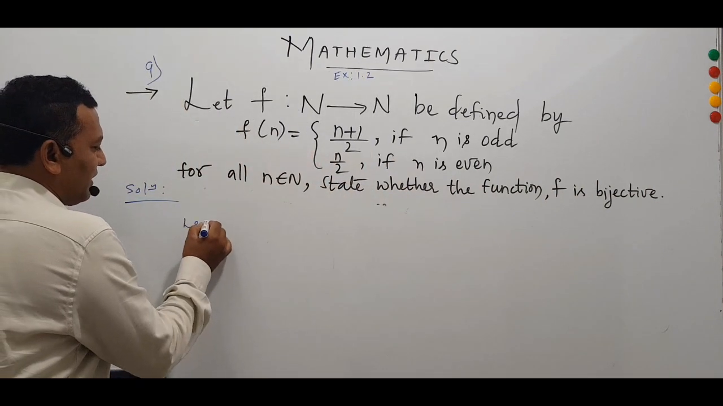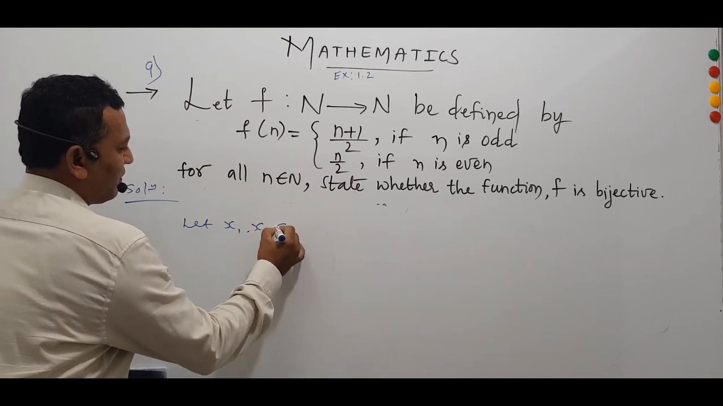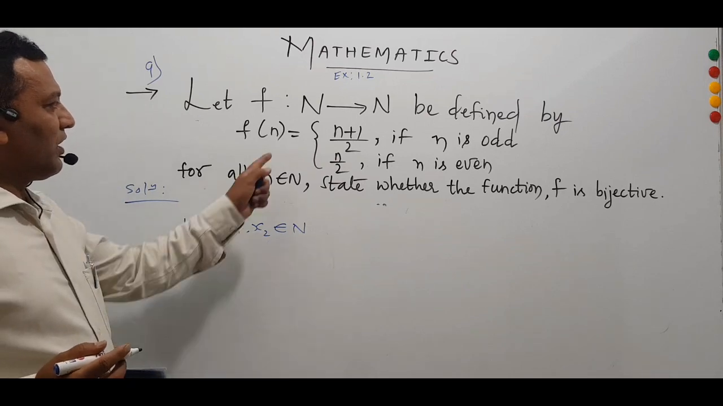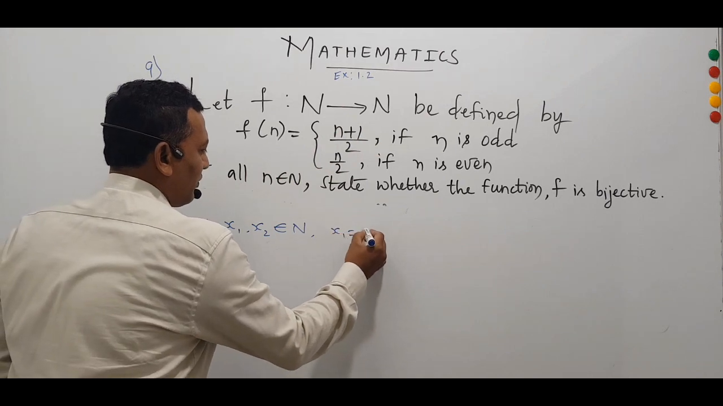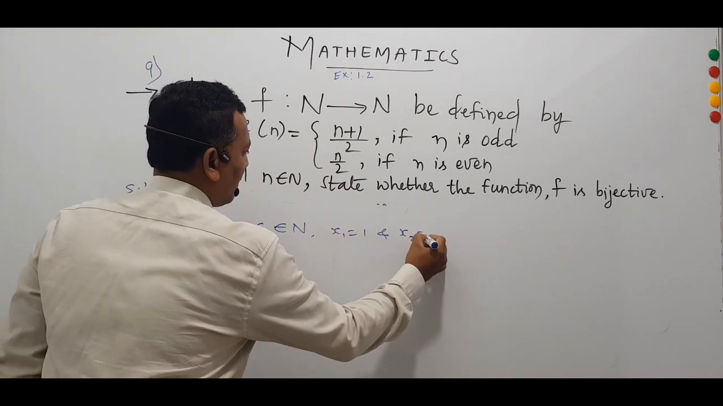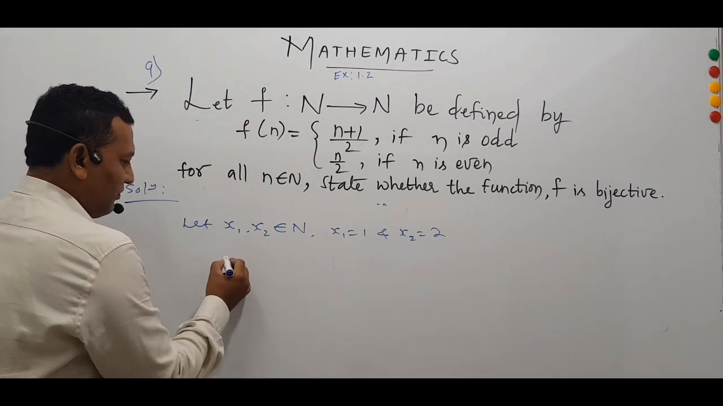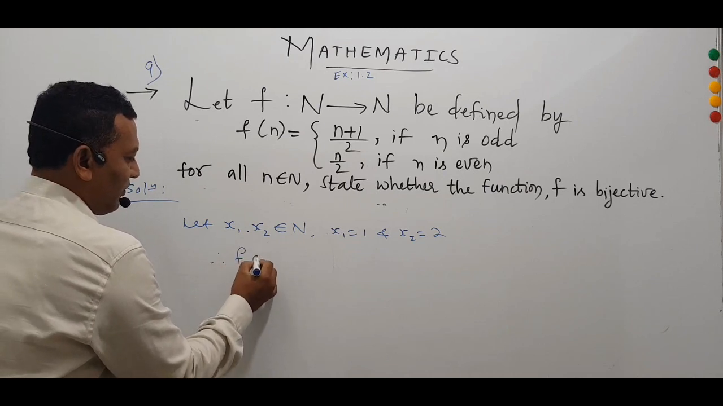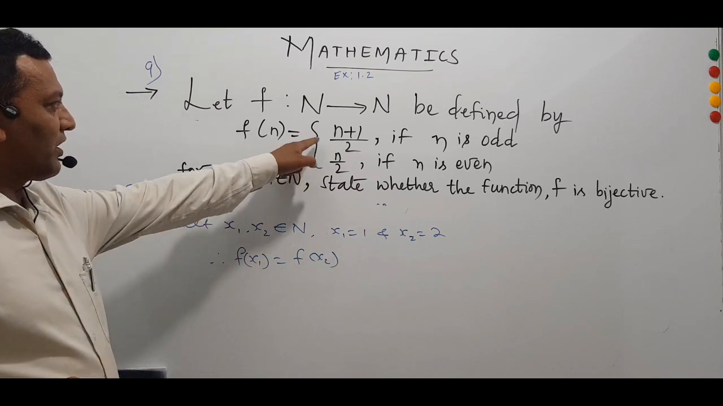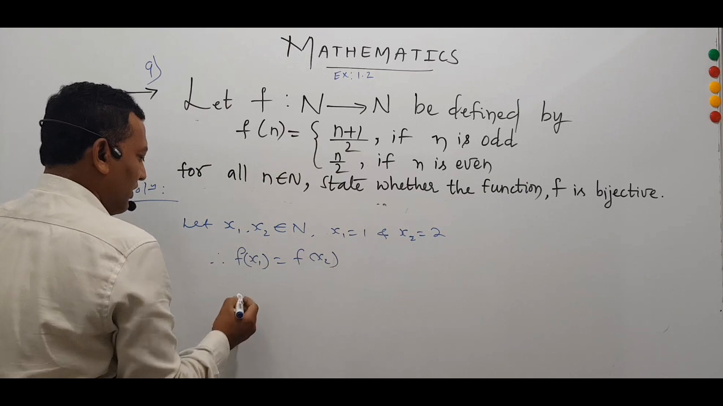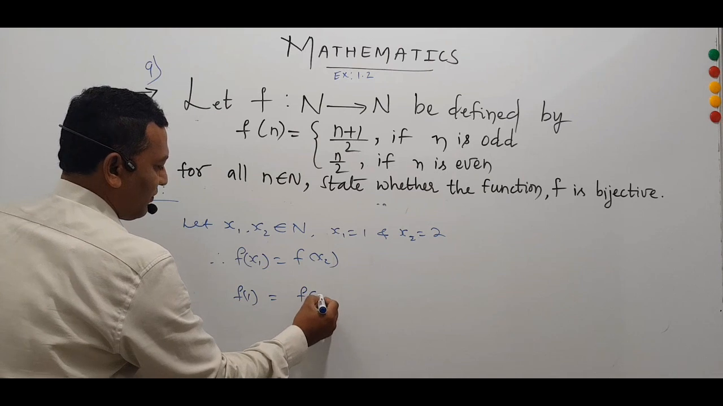So let x1 and x2 be two elements which belong to natural numbers. But we know that for odd and even we will take different numbers. So we'll assume that x1 equals 1 and x2 equals 2, as both 1 and 2 are natural numbers. Now we'll do one by one. First, let f(x1) equal f(x2). Now when you see separately, f(x1) is f(1), and we can check for f(2).